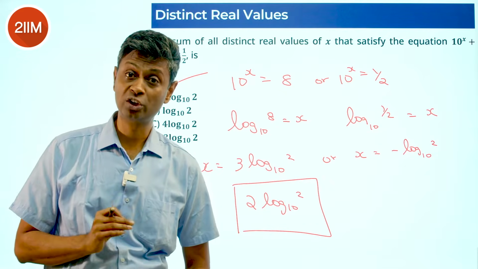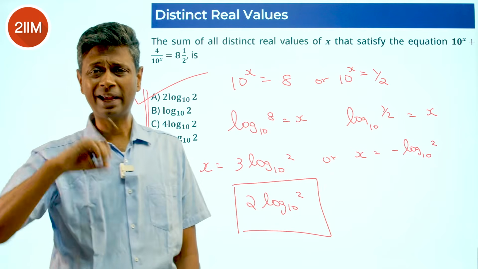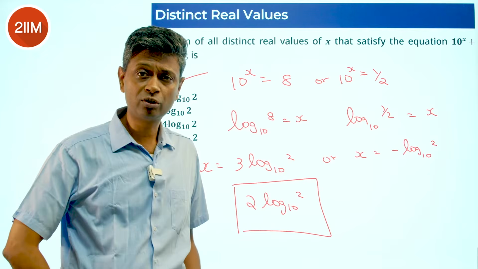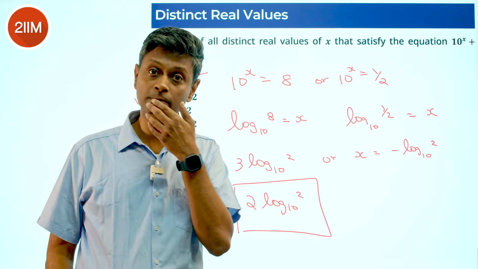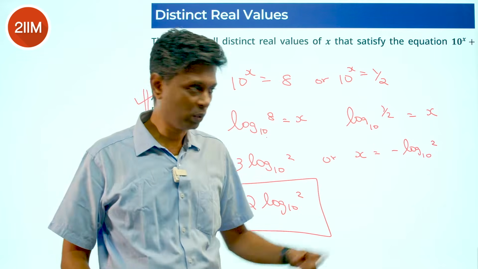Beautiful question, super challenging question. Fine. So we have to solve for y and then plug back x, find x and simplify this. Fine. So 8 is 2 cube, half is 2 power minus 1. So log 2 to the base 10 into 3 is this, into minus 1 is this.